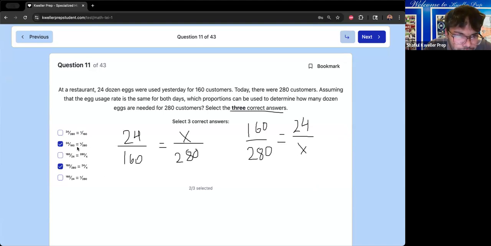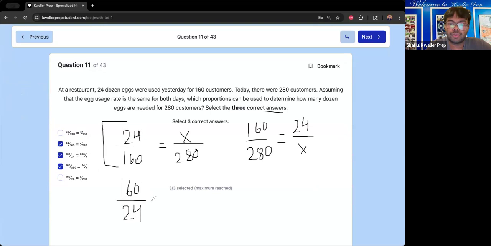Now I think this equation also works here. The only reason I say this equation works is because this equation flips whatever is being said here. Here we said 24 eggs for 160 customers. This equation says 160 over 24 is equal to 280 over x. So whatever this fraction was, it flipped it. Okay? Does this make sense to everyone how we are setting these ratios with each other? Does anyone have any questions on this?